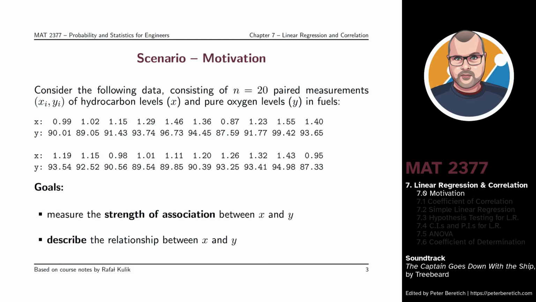So we've taken 20 samples of a fuel, and we've measured both the hydrocarbon level, the X values, and the pure oxygen level, the Y value. So here we have your 20 observations. With this data set, what we're going to try to do is to measure the strength of association between X and Y, and the basis of the strength, to try to describe the relationship between the variable X and Y. At first glance, it isn't clear what the relationship would be.